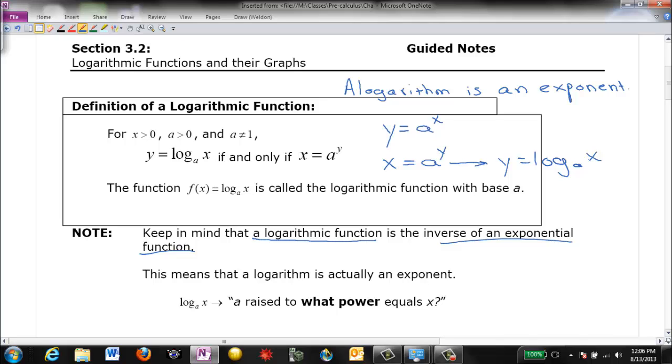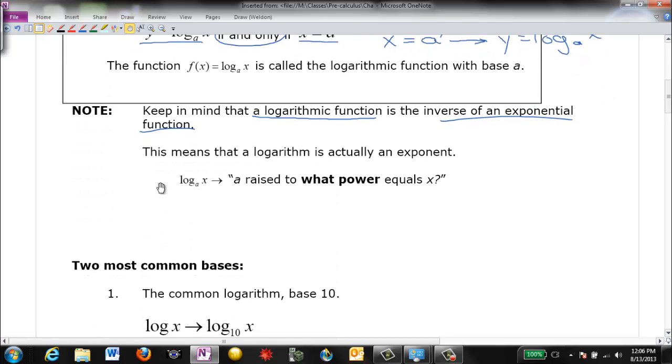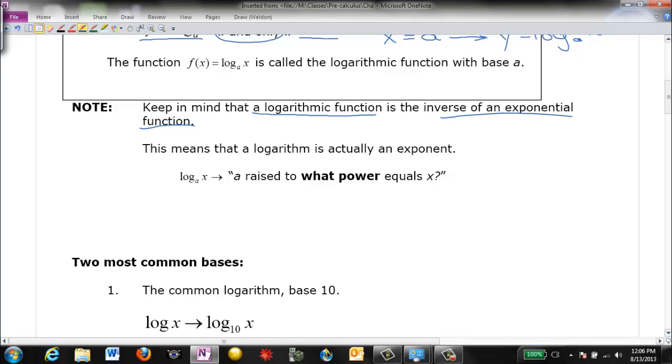That's why in the definition of a logarithmic function it says y equals log base a of x if and only if x equals a to the y. Okay, so it's nothing more than an exponent. And as it turns out, we can take any exponential function and rewrite it as a logarithm, and we can take any logarithm and rewrite it as an exponent because they're one and the same. All right. So when we read these logarithmic expressions, so log base a of x, what it's actually saying is a raised to what power equals x.